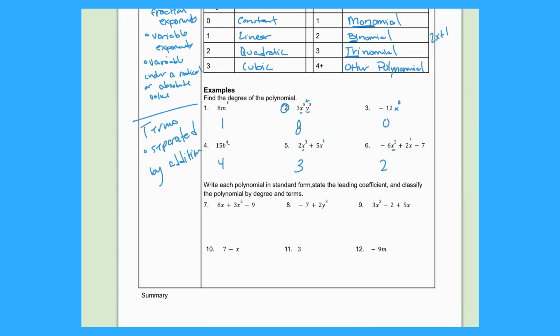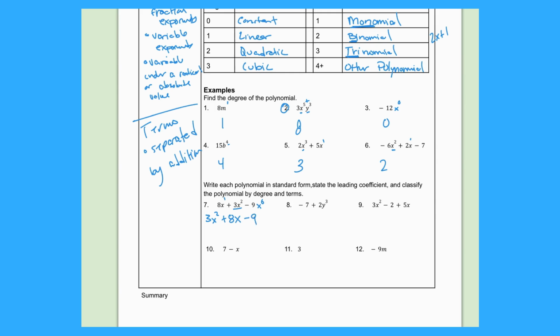We're going to write each in standard form, so biggest exponent all the way down to constant at the end. And then we're going to state the leading coefficient and classify. So let's write them in standard form first. So the biggest exponent is that 3x squared. The next one is a hidden 1 here, so then there's a plus 8x. And then the 9, there's that hidden x to the 0, so that goes at the end.